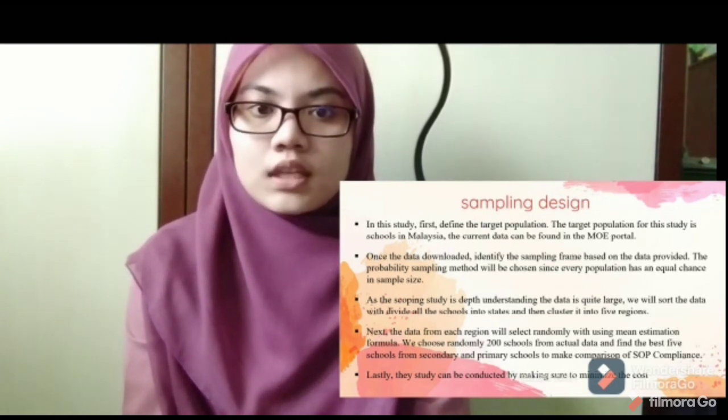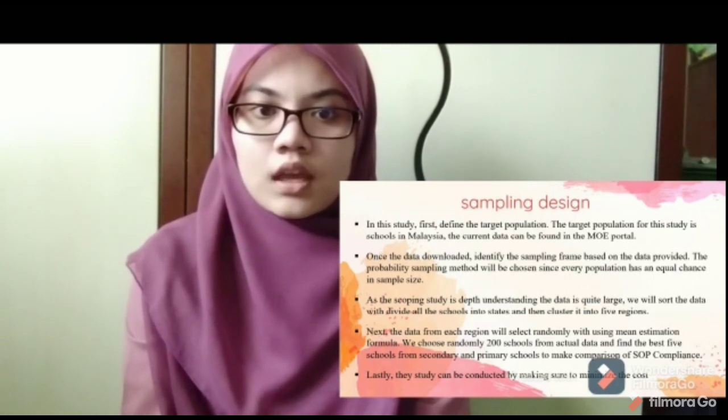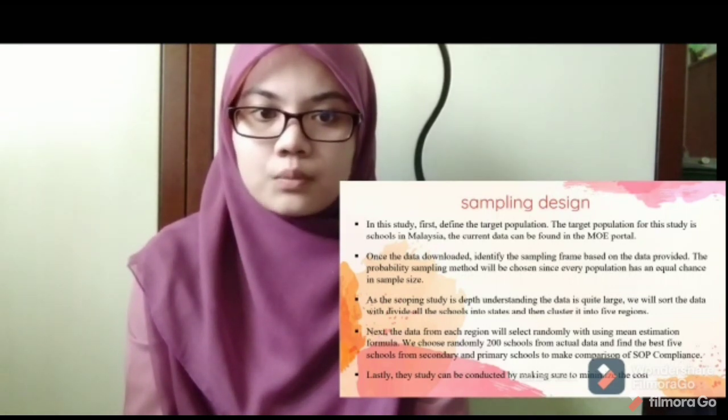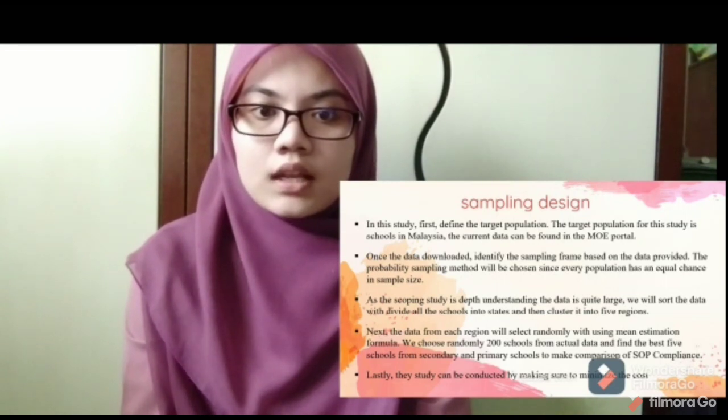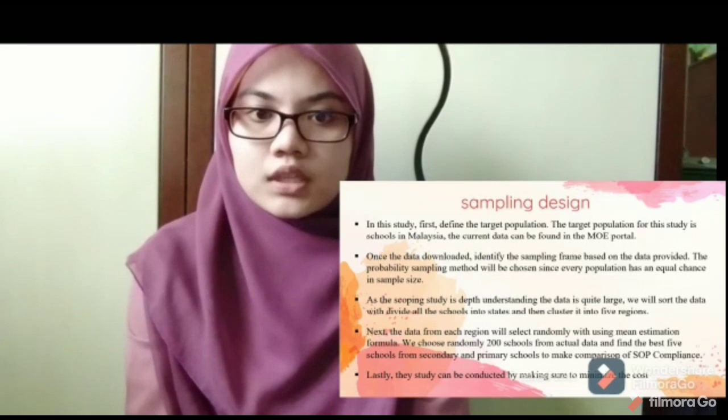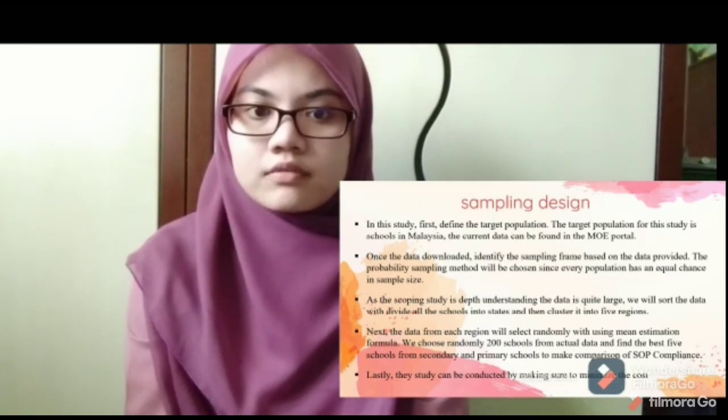We randomly choose 200 schools from the actual data and find the best 5 schools from secondary and primary schools to make a comparison of SOP compliance. Lastly, the study can be conducted by making sure the 5 schools selected are used to minimize the cost.